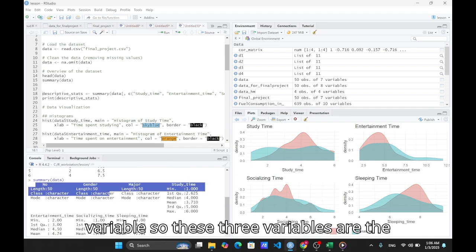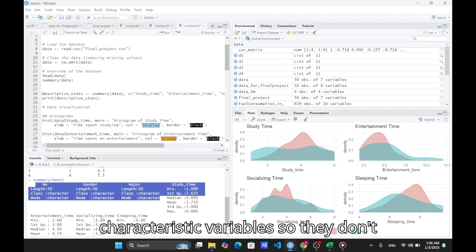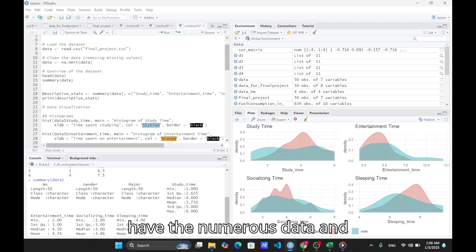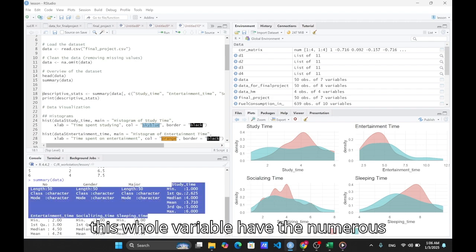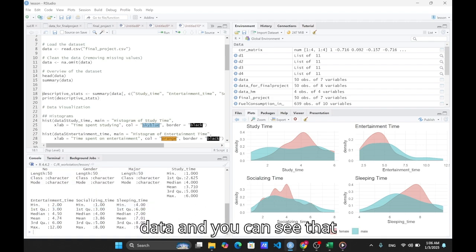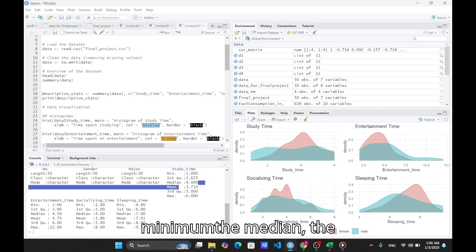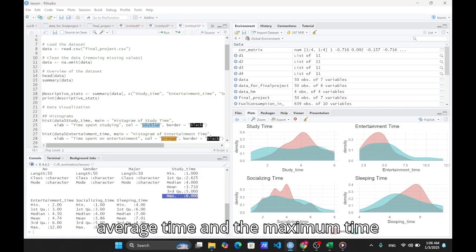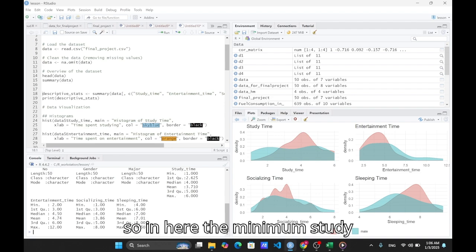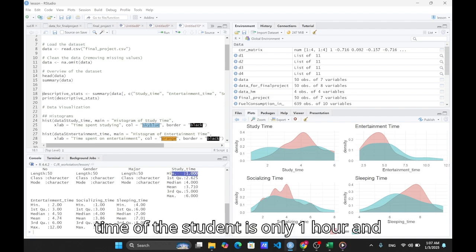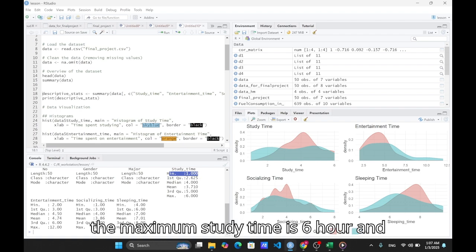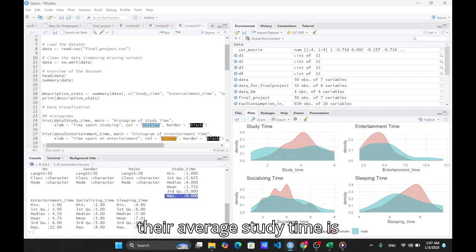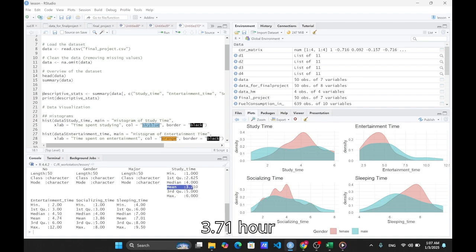These three variables are categorical variables, so they don't have numerical data, and these four variables have numerical data. You can see that the summary gives you the minimum, the median, the average time, and the maximum time. Here, the minimum study time of the students is only 1 hour, the maximum study time is 6 hours, and their average study time is 3.71 hours.